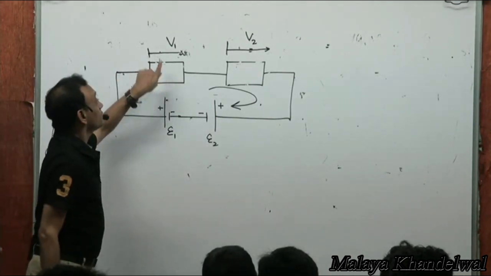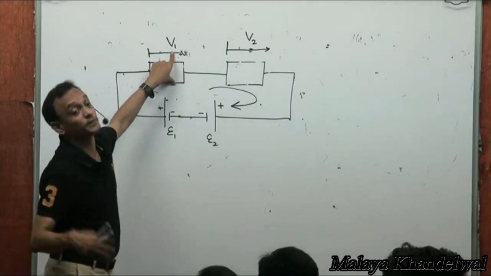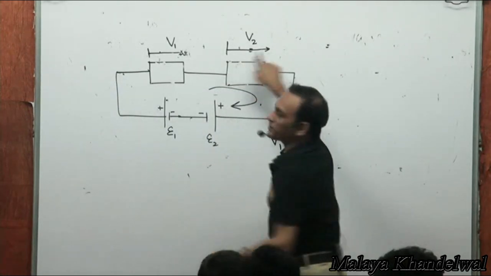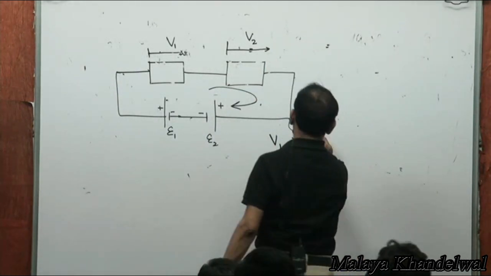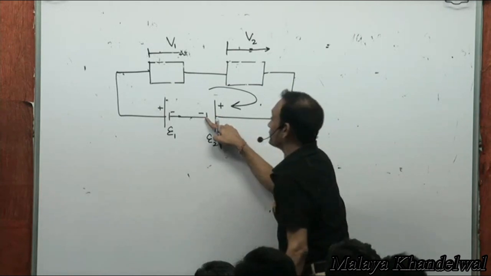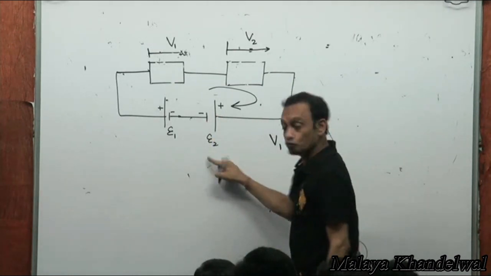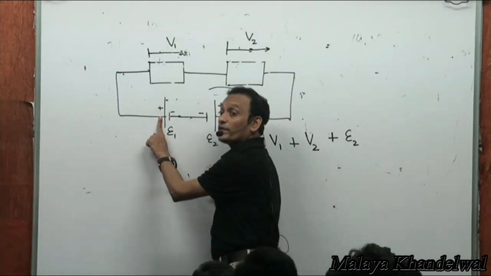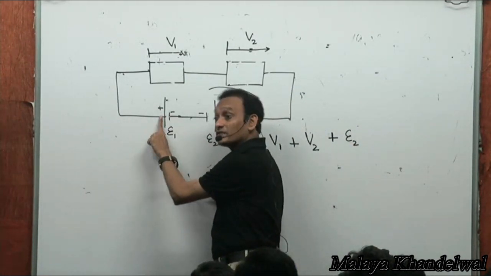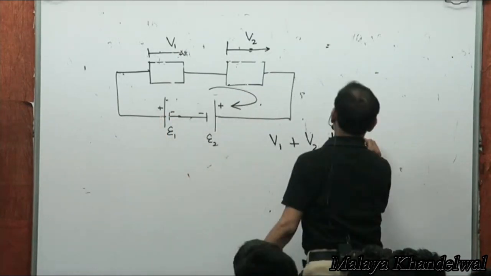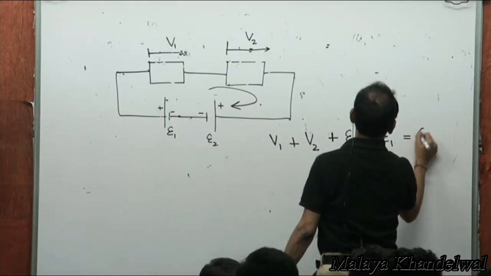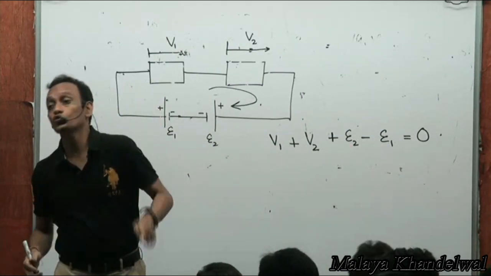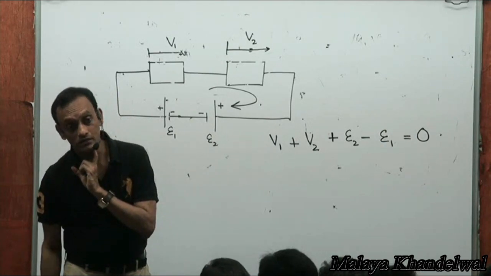So that means this is an algebraic drop here, V1, it could be positive or negative. This is the drop here, V2. Then when I go from here to here, there is a drop of epsilon 2, so plus epsilon 2. When I go from here to here, there is an increase of epsilon 1, that means a drop of minus epsilon 1. Minus epsilon 1 must be 0. The algebraic sum of the potential drops in any closed loop must necessarily be 0.